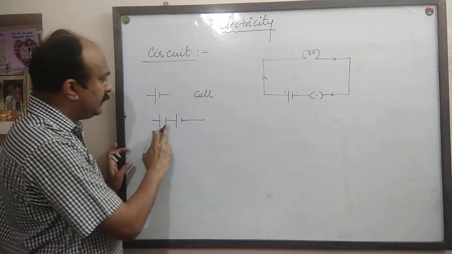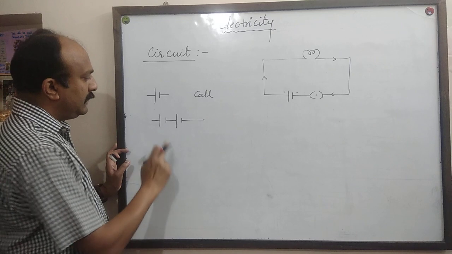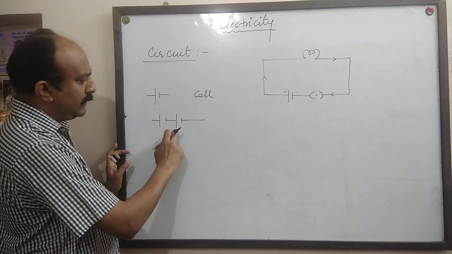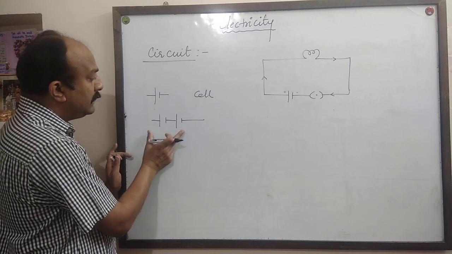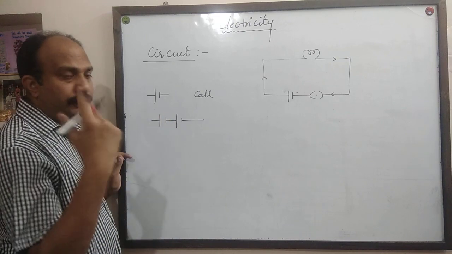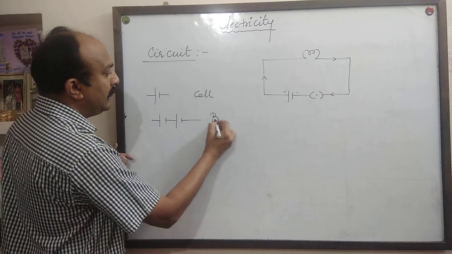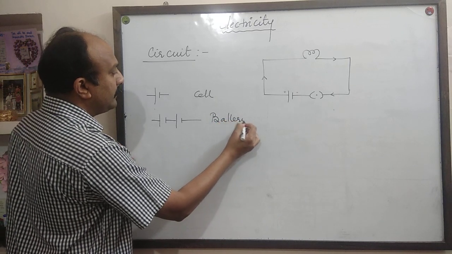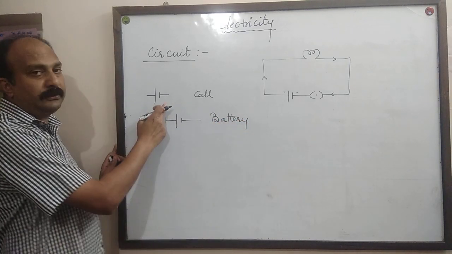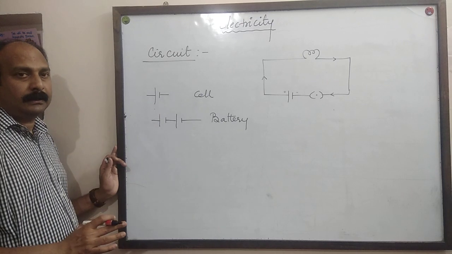One longer line and a smaller line represent one cell. When one more longer line and smaller line are added, it is a combination of two cells. A combination of more than one cell is called a battery. So remember the difference between a cell and a battery.